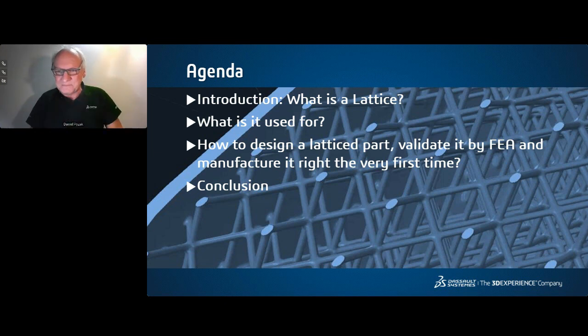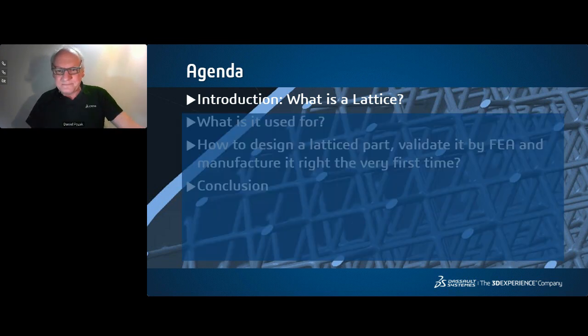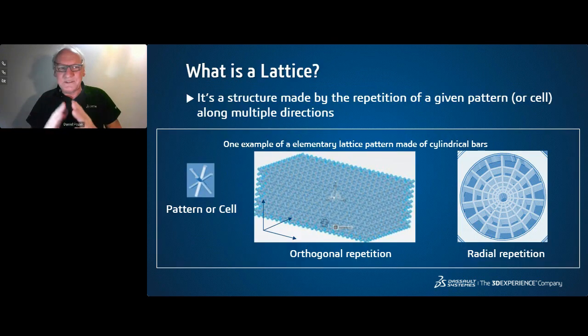So let's go. First one, what is a lattice? In fact, it's very simple. It's just a structure created by a repeated pattern, sometimes called a cell, along multiple directions. If you look at this slide, you will see a type of pattern. It's made of 3 cylinders, which are just orthogonal. And then we can repeat this pattern along 3 directions, X, Y, Z. This is the orthogonal repetition.